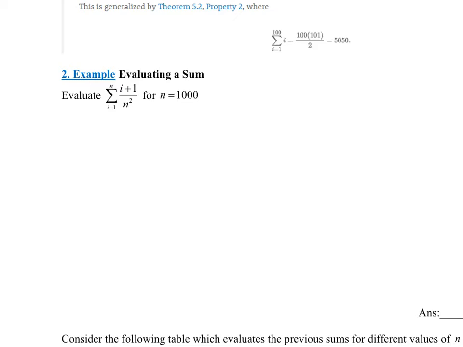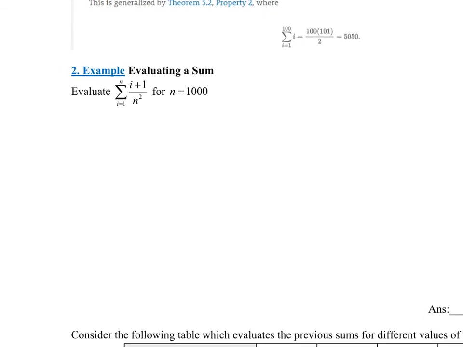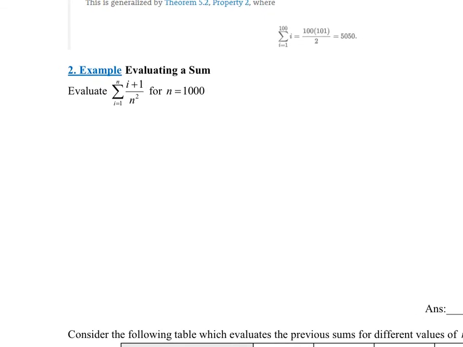So what we want to do now is evaluate the sum as i equals 1 to n of (i plus 1) all over n squared. Well, if you notice here, and this says for n equals 1,000, this n squared is constant. The only variable that we have is i plus 1. So essentially, if we expanded this, what you would see is (1 plus 1) over n squared plus (2 plus 1) over n squared plus (3 plus 1) over n squared, all the way to (n plus 1) all over n squared.